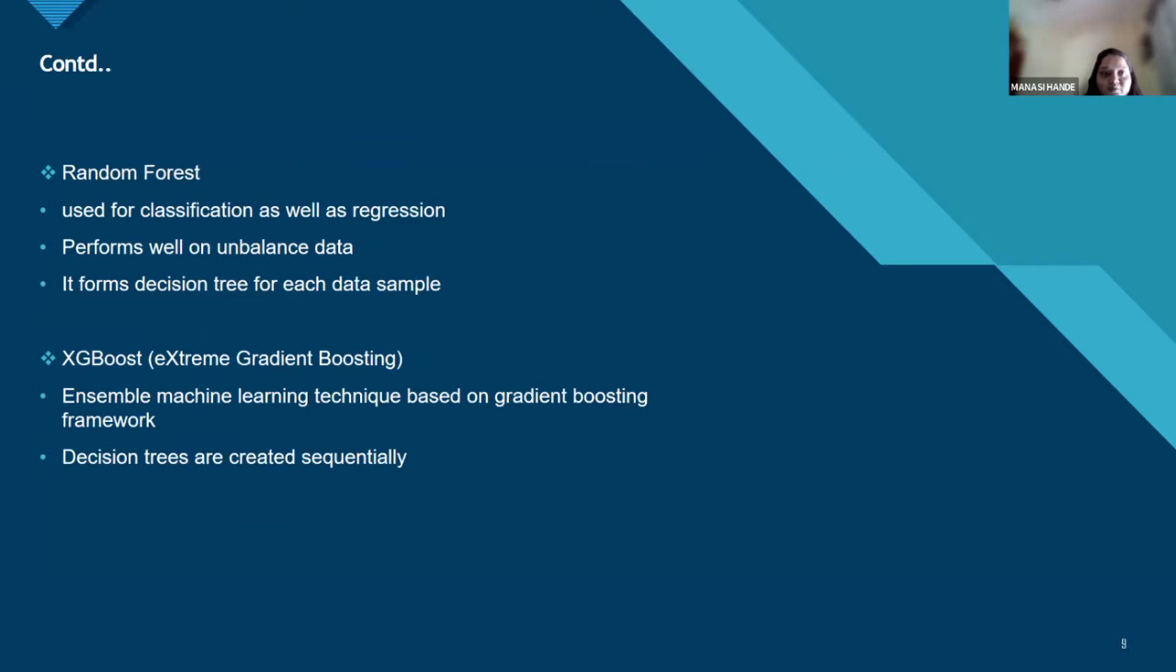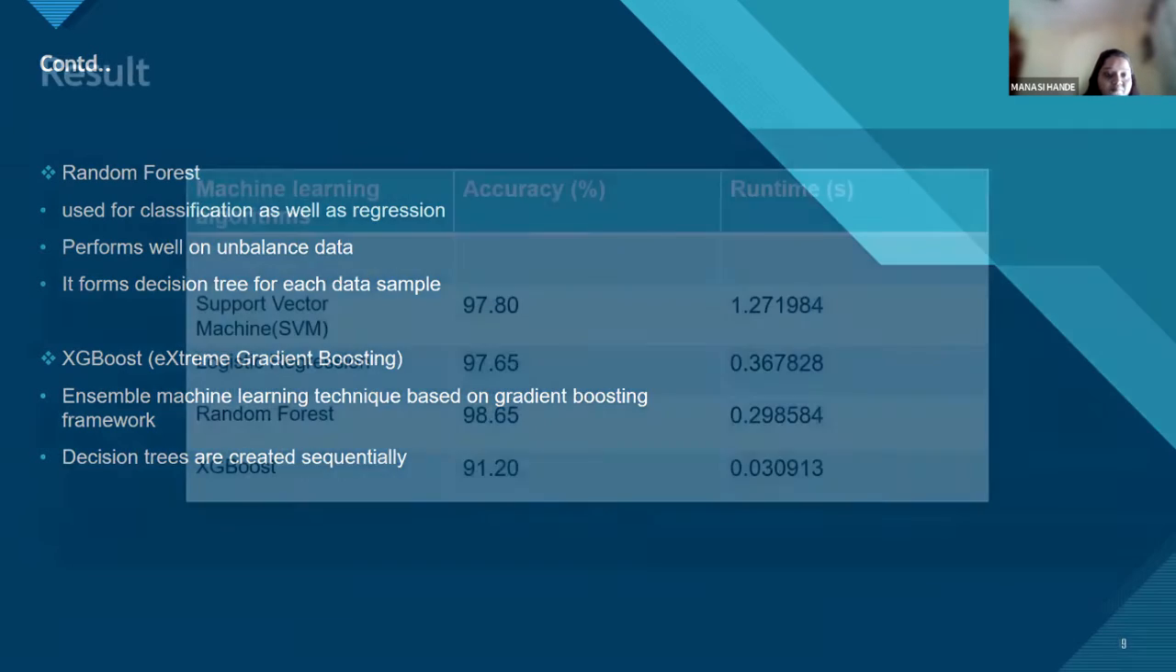Then the other algorithms used were random forest and XGBoost. They both work well with imbalanced data, and both are ensemble learning algorithms. Random forest constructs a multitude of decision trees in parallel, all with the same importance, and the output is the class selected by the most trees.